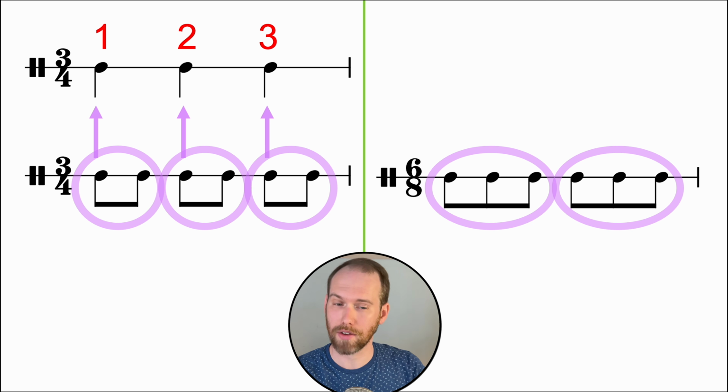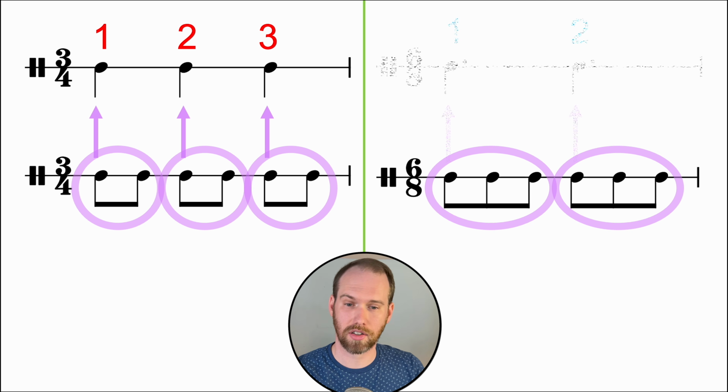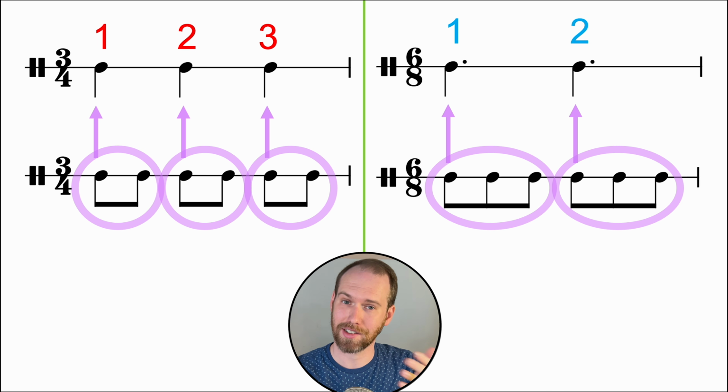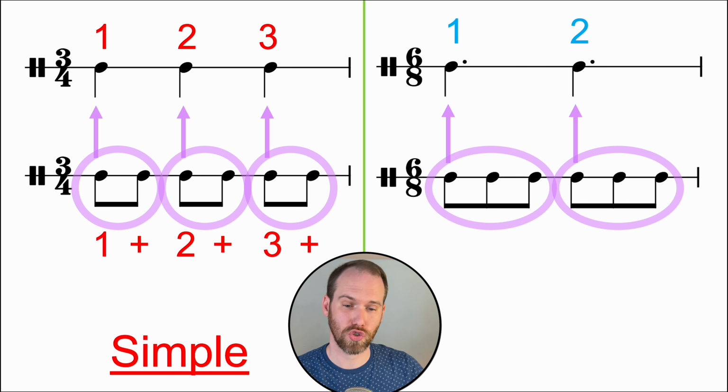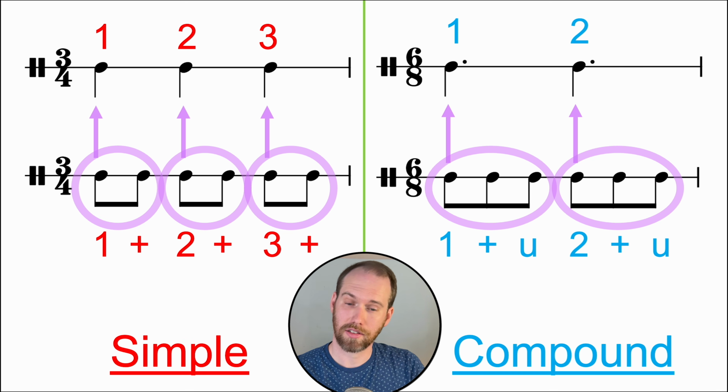In 3/4, we have 3 quarter notes, versus 6/8, where the beat is technically the dotted quarter. So I have 2 beats in 6/8 here. In 3/4, I like to count 1 and 2 and 3 and to feel all the beats. That would be a simple meter, because the quarter note beat is divided into 2 eighth notes. A 6/8 would be a compound meter because the beat, the dotted quarter, is divided into 3 eighth notes each.